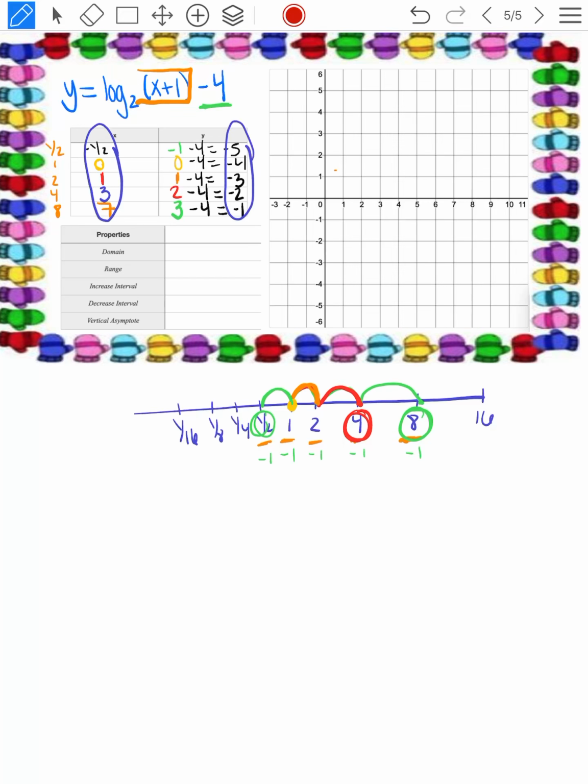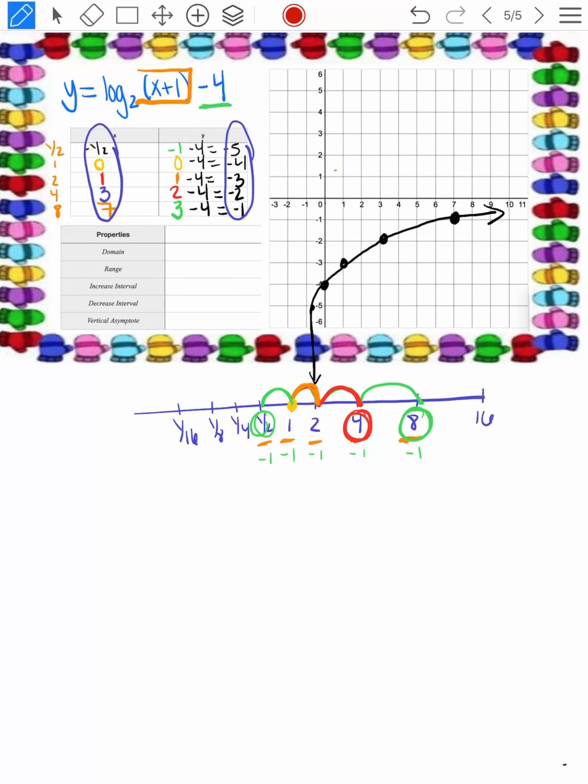So now I'm going to go graph my points, and just remember, these are the values I'm plotting. All that other stuff is just my work to help me evaluate. So 7, -1; 3, -2; 1, -3; 0, -4; -1/2, so I'm just going halfway to the left, -5. And so my graph is going to look like so.